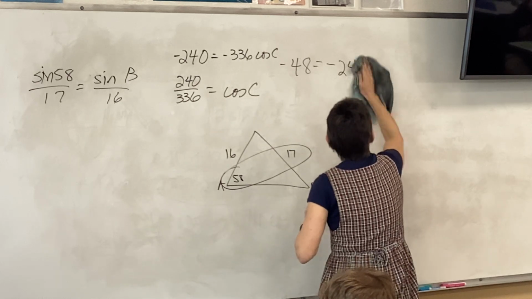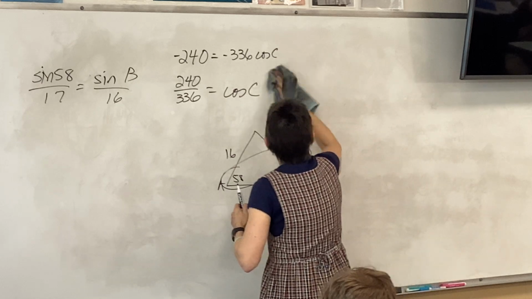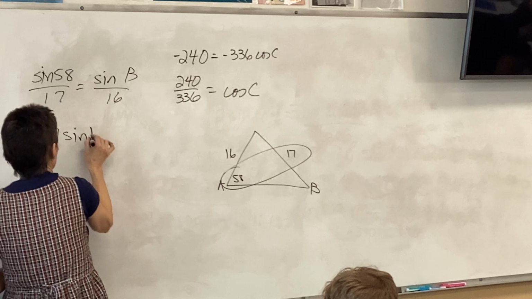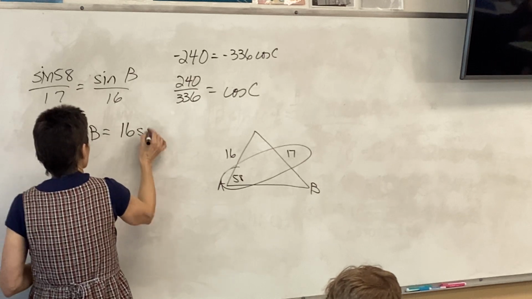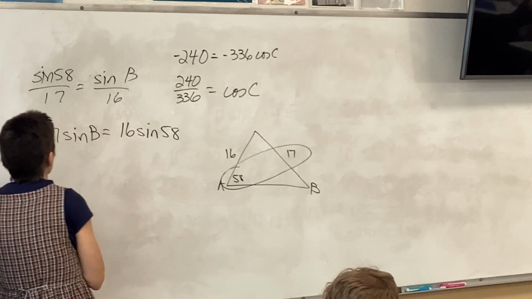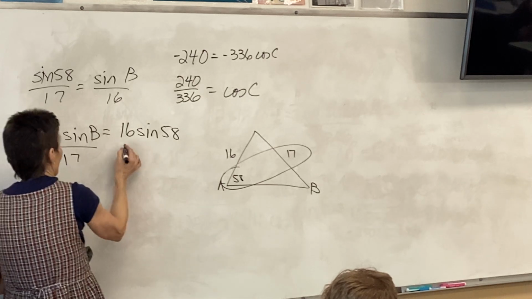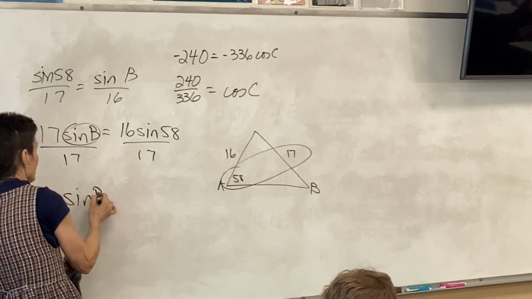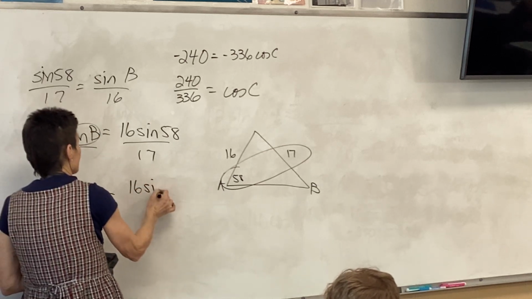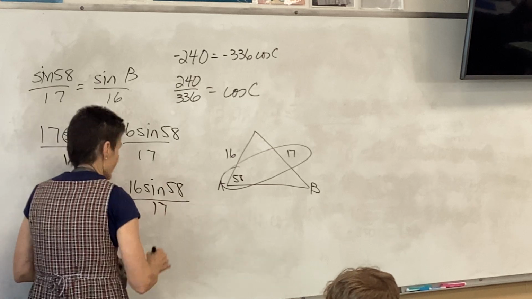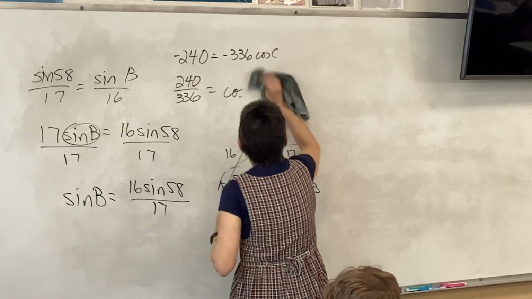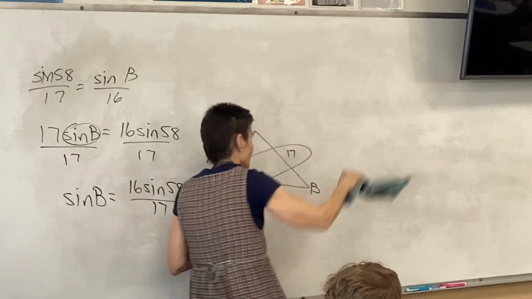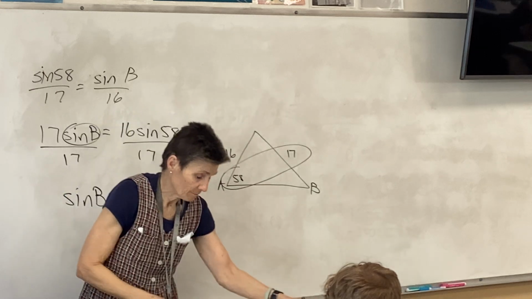Then we will cross multiply. So 17 sine B equals 16 sine 58. And then we'll divide by 17 because that's our variable. So sine B equals 16 sine 58 over 17. Does that look okay to everybody? Yeah. Now I gotta go to my calculator.